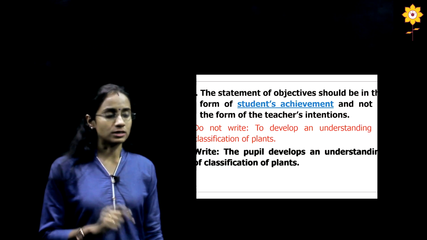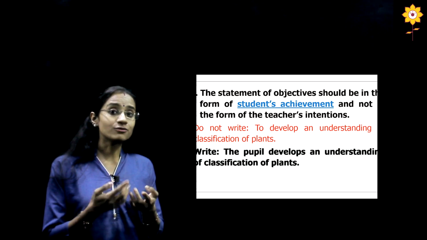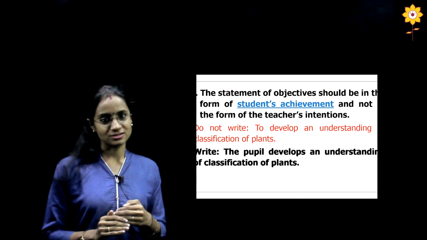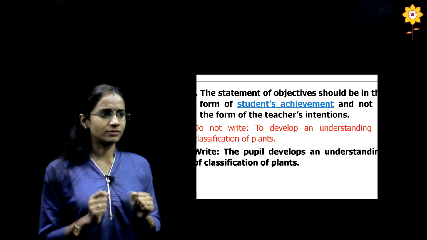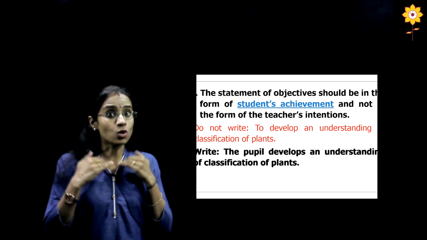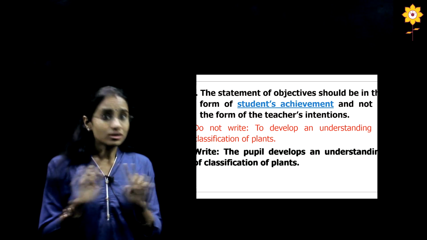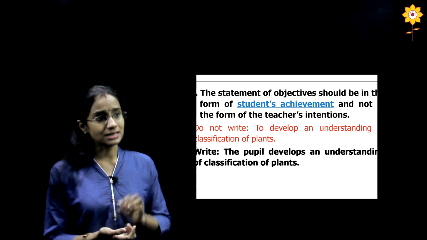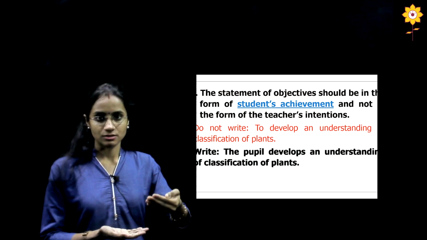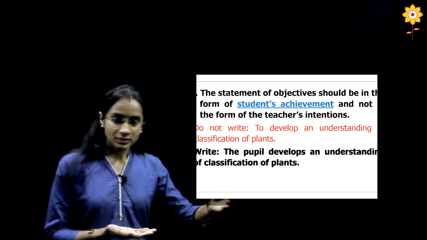Now the fifth one is the statement of objective should be in the form of the student's achievement and not in the form of the teacher's intention. For example, when I say to develop an understanding of classification of plants, this is my intention. I want to develop an understanding of classification of plants in my students. That's not the way I write my objective. It should be written as the pupil develops. So here it is in the form of your student's achievement, right? The pupil develops an understanding of classification of plants. Clear?